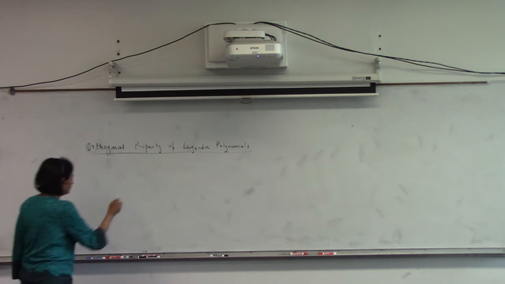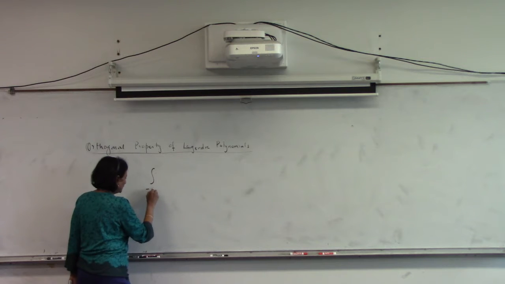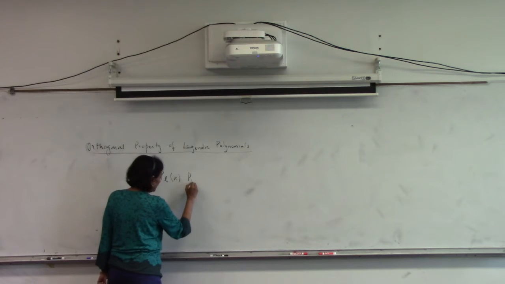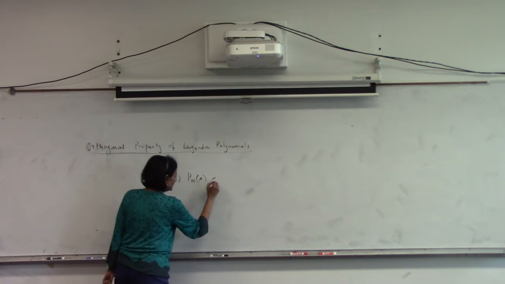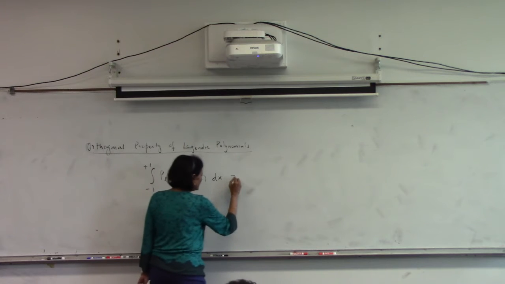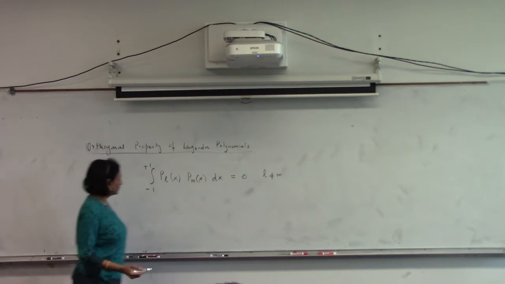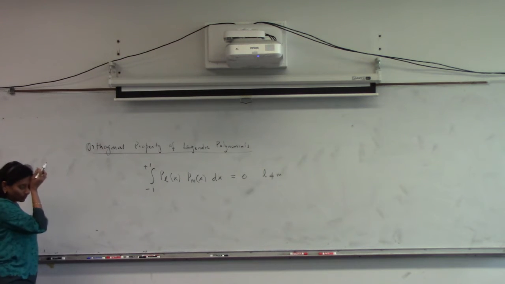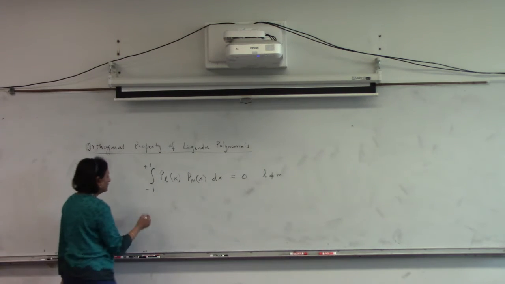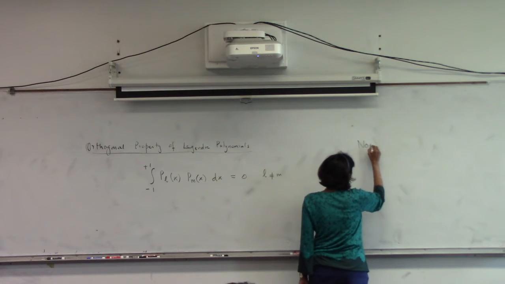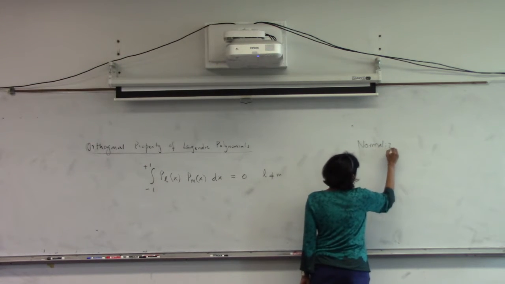So if PL and PM are Legendre polynomials of order L and M, the integral is equal to 0 for L not equal to M. Okay, that's the orthogonality property. The normalization property is for L equal to M, which we'll do separately. These are the two things I would like to do today.